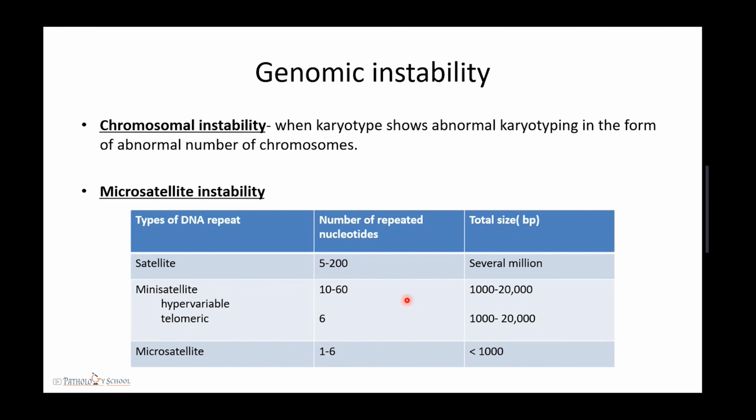Chromosomal instability is when the karyotype shows an abnormal number of chromosomes. Microsatellite instability concerns DNA repeats, which can be satellite, minisatellite, or microsatellite. Satellite is where the number of repeated nucleotides is 5 to 200, minisatellite when they are 10 to 60, and microsatellite when they are 1 to 6.